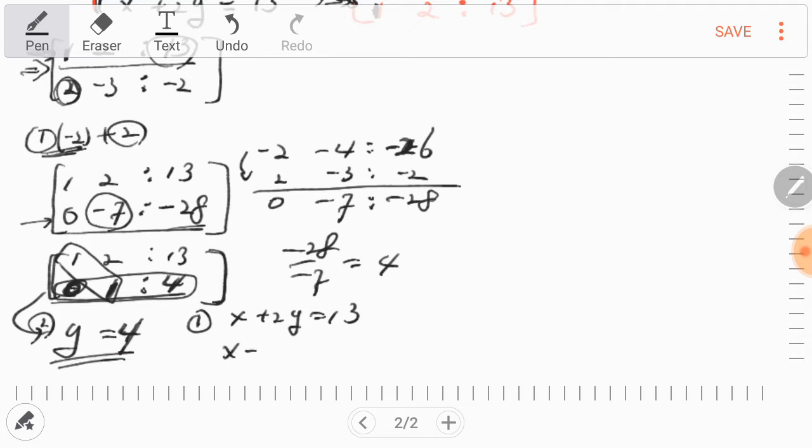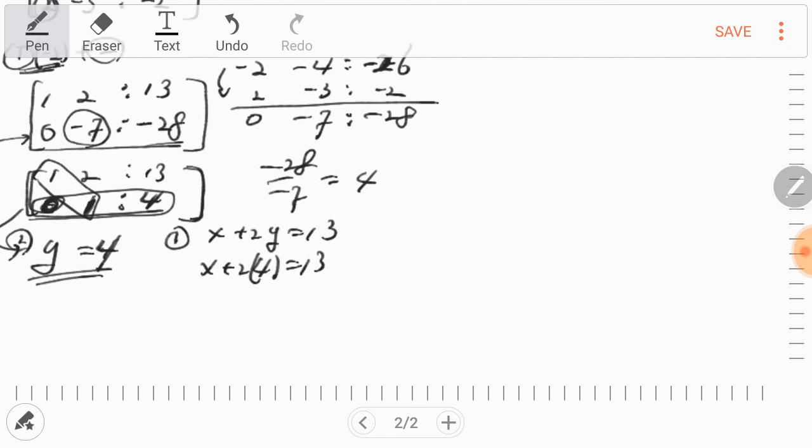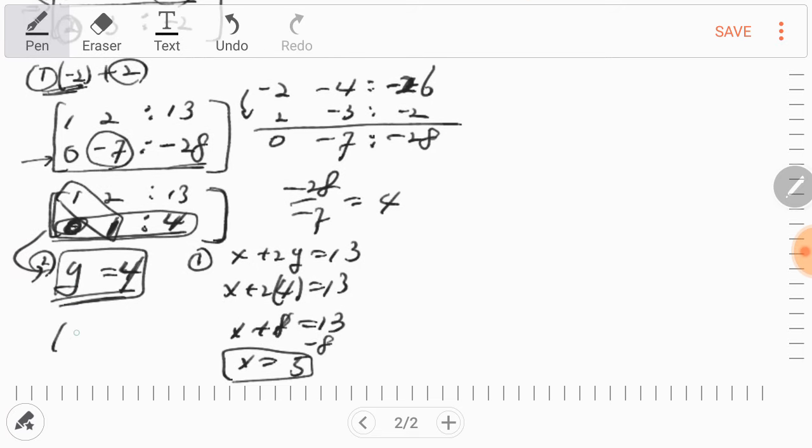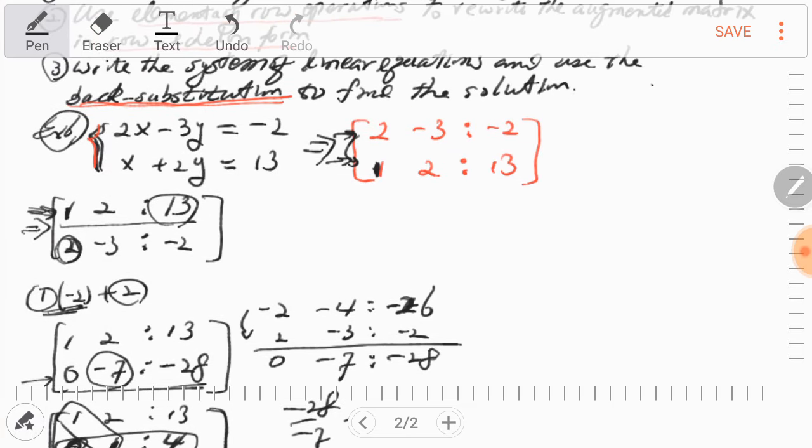Then x plus 2 times 4 equals 13. Then x plus 8 equals 13. x equals, subtracting 8 from each side, positive 5. So x equals 5 and y equals 4. So the solution is x is 5, y is 4. So this ordered pair is the solution to this system of equations.